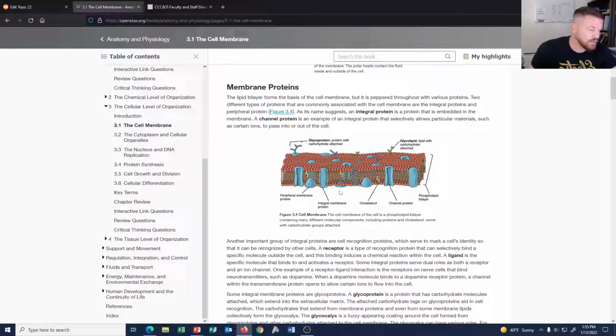Usually, or not always, but a lot of times integral proteins will be channels. So notice this one has a channel through it. So talk about channel proteins where things can move through.